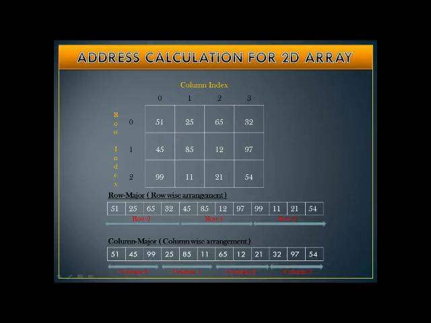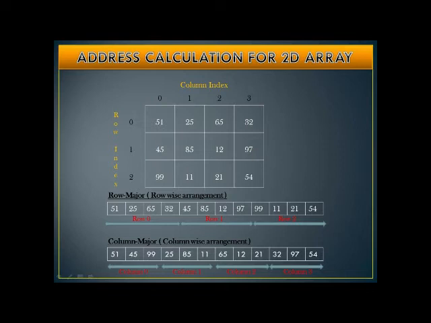Row wise means all the rows will be saved one after the other. You can see in the figure, the first row is saved with 51, 25, 65, 32. The second row starts from 45, 85, 12 and 97. And the third row is 99, 11, 21 and 54. So this is the way in which the row wise arrangement of the 2D array is saved.